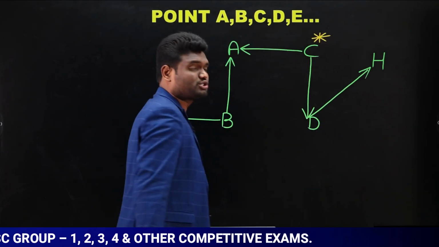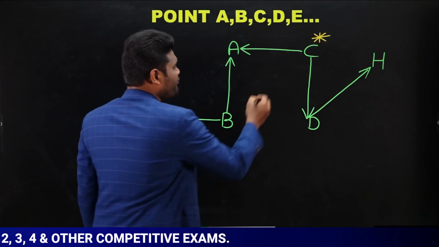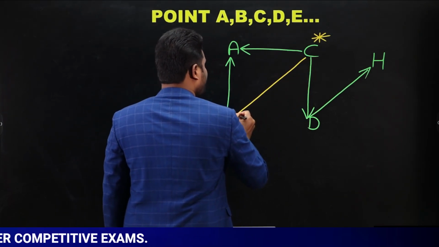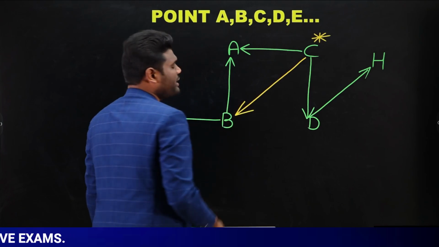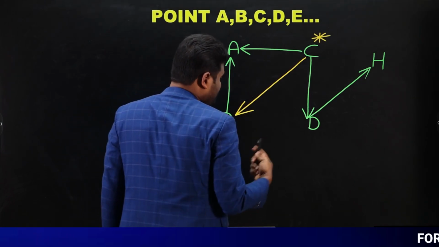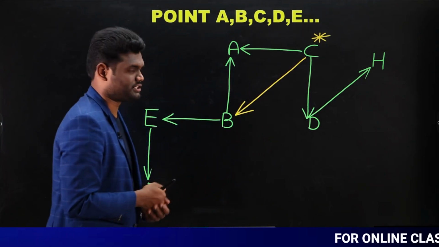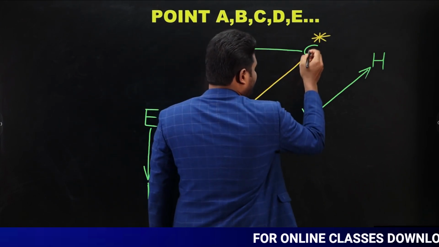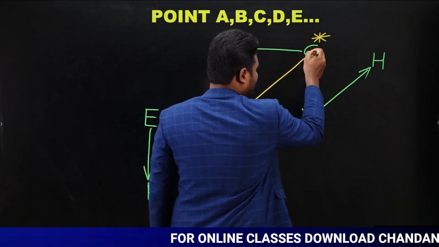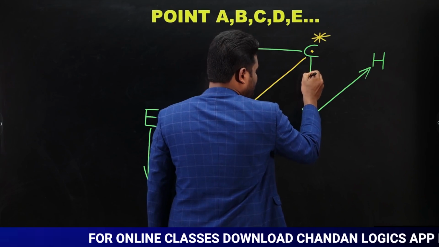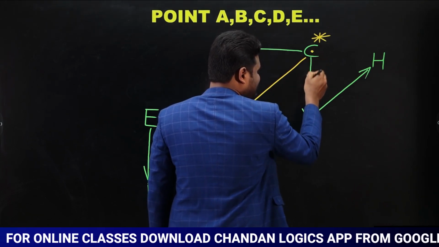Which means I am supposed to look from C. When I look from C, B is in which direction? Yes, this is my question. If I look from C, B is going to be in which direction? Now observe carefully. When I am looking from C, this is going to be south. Yes or no? For C, this is south.